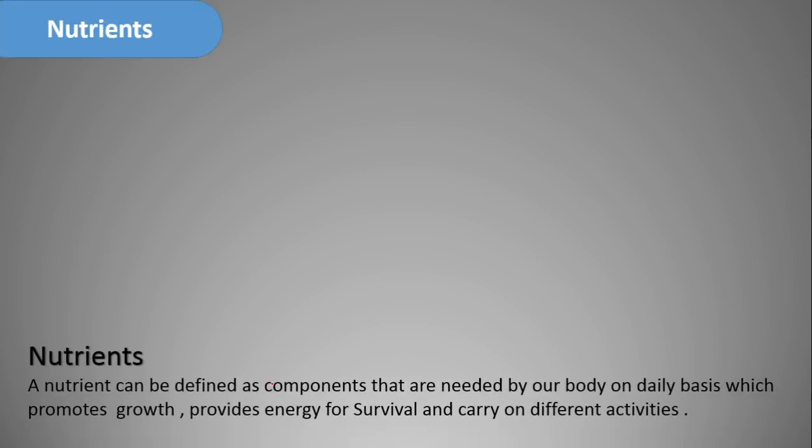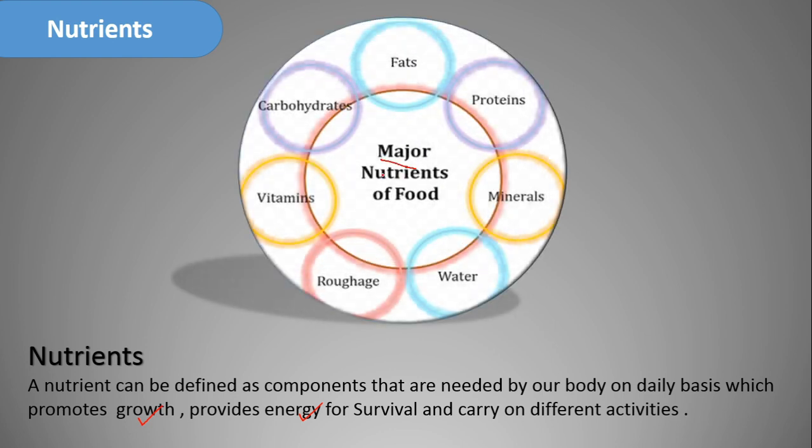So here I am going to define what a nutrient is. A nutrient can be defined as a component that is needed by our body on a daily basis, which promotes growth, provides energy for survival and for carrying on different activities. And now you can see here the major nutrients of food, which are carbohydrates, fat, protein, minerals, water, roughage, and vitamins. Now I am going to define each and every nutrient present in food.